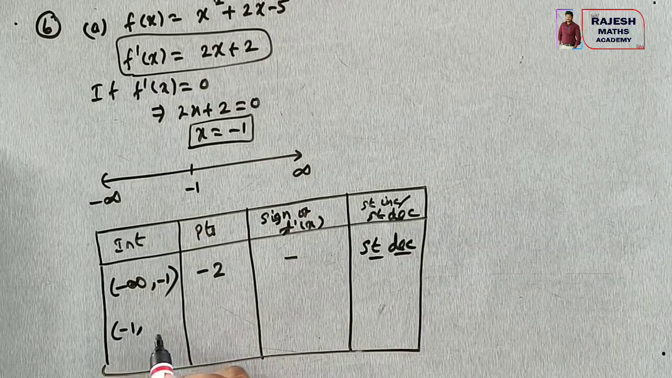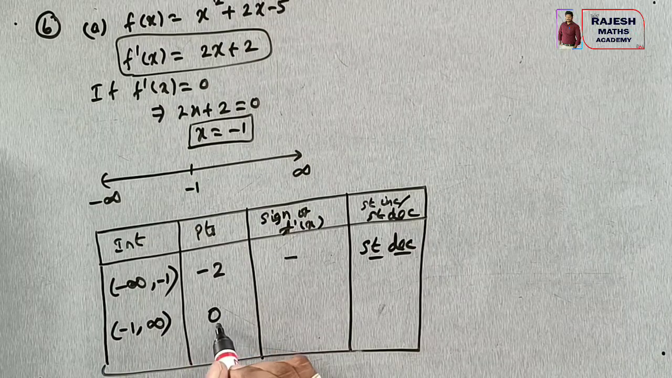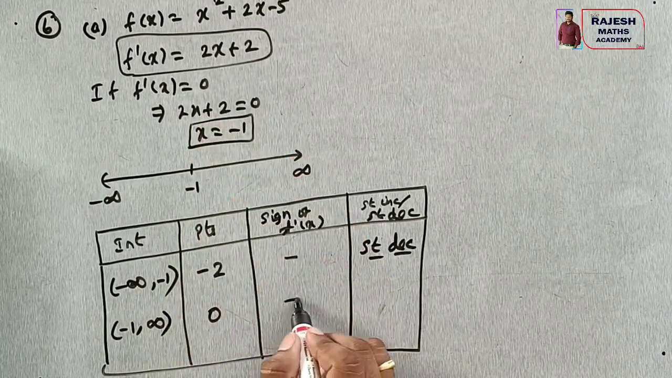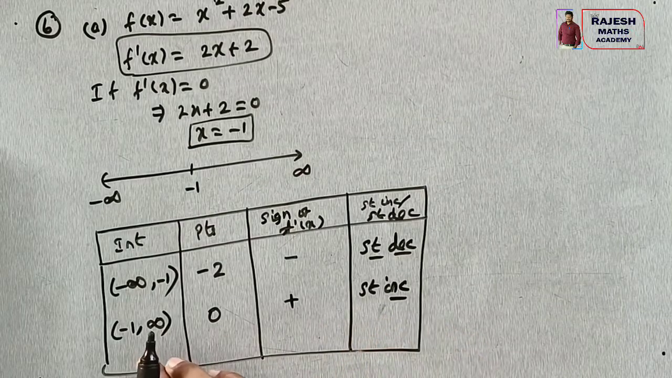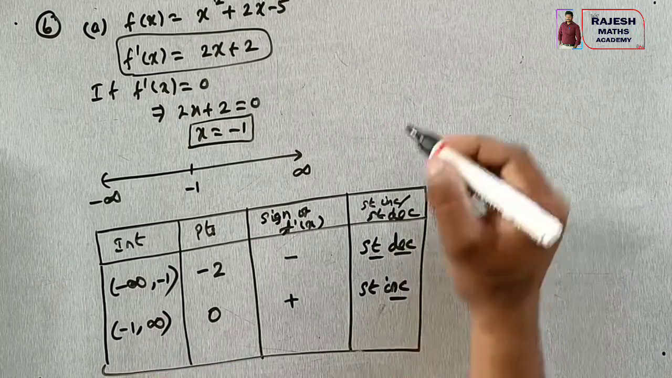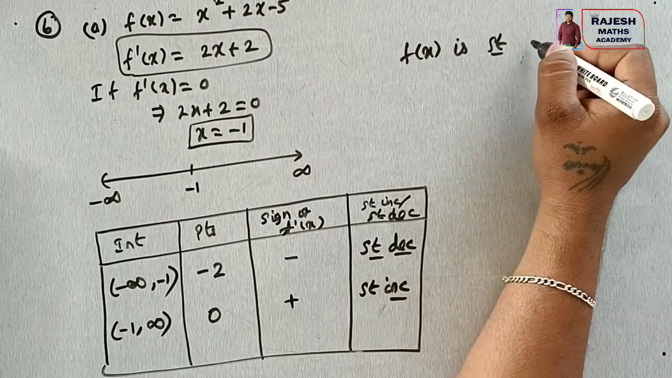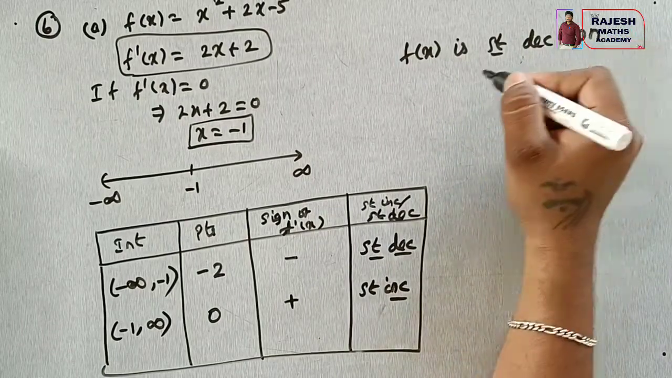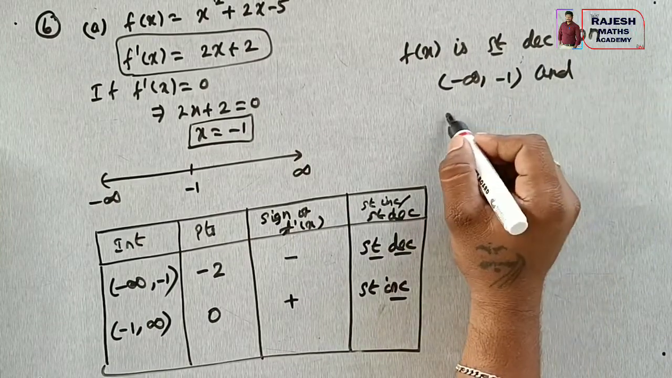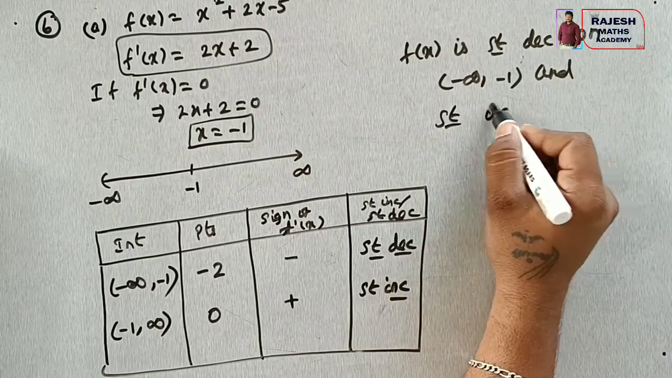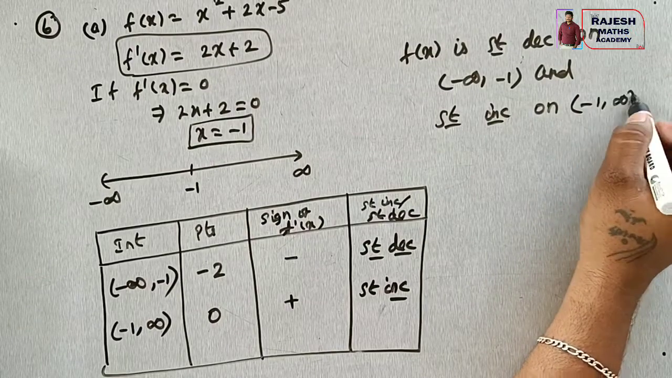Next interval is minus 1 to infinity. So I can take 0 here. Substituting x equal to 0, we will get positive 2. So that is positive. So we can say that it is strictly increasing in the interval minus 1 to infinity. What we can conclude is f of x is strictly decreasing on the interval minus infinity to minus 1 and strictly increasing on the interval minus 1 to infinity. Clear?